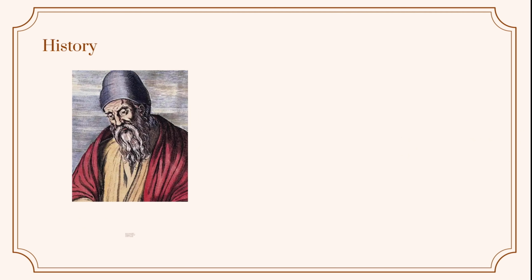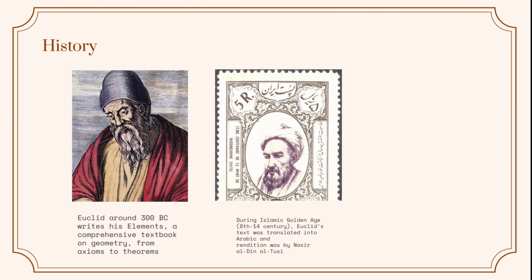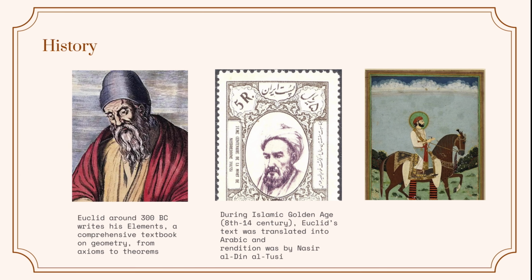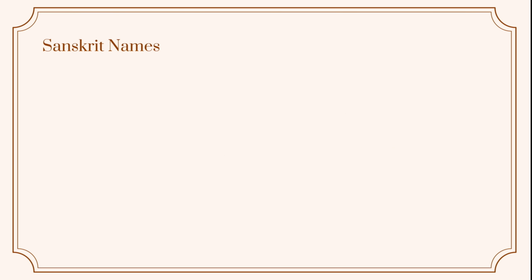Now, around 300 BC, Euclid writes the Elements, a comprehensive textbook on geometry from axioms to theorems. Then, during the Islamic Golden Age in the 8th to 4th century AD, Euclid's work was translated into Arabic and Persian with the famous rendition by Nasir al-Din al-Tusi. Finally, in 18th century India under King Sawai Jai Singh II, Pandit Samrat Jagannatha compiles and translates al-Tusi's text into Sanskrit. The Sanskrit geometrical terminology is rather interesting.